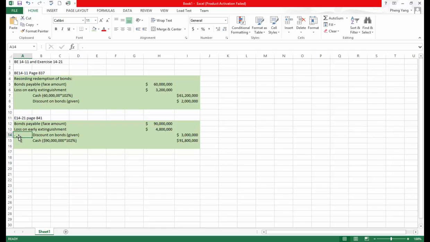But that's how you would take everything off the books. You would take the bonds off the books, take the discount off, and pay the cash for the bonds that have been issued, which is the 90 million. They bought it at 102. Even though they only give you 90 million, you're paying 91,800,000 because it was bought at a premium of 102. And then basically you incurred a loss on the extinguishment of $4.8 million. Okay, so that's this one for the early extinguishment. This is the accounting for it. These are the journal entries that you would make.